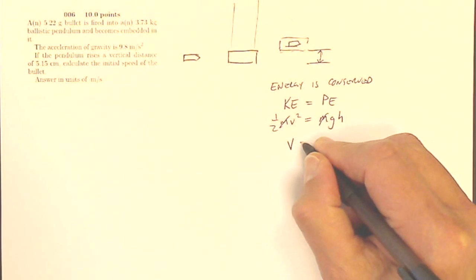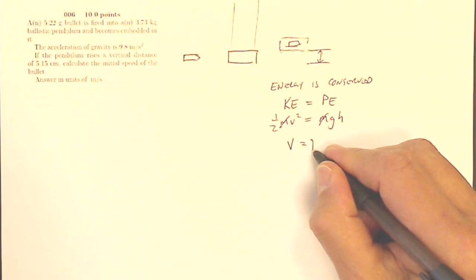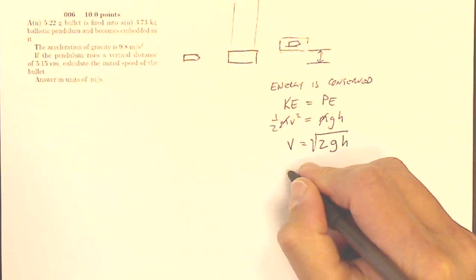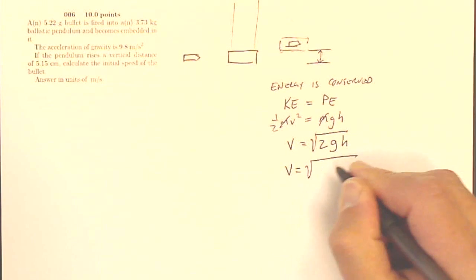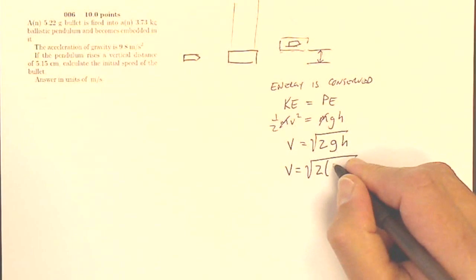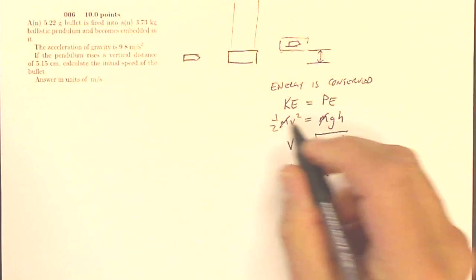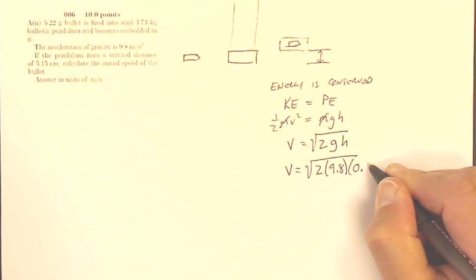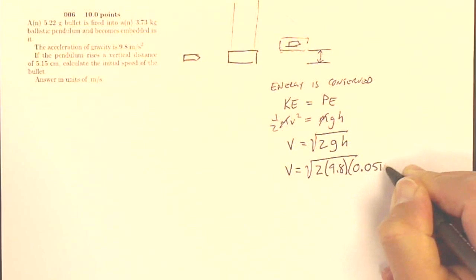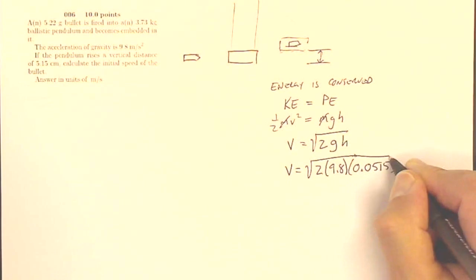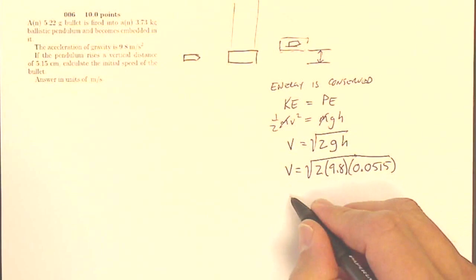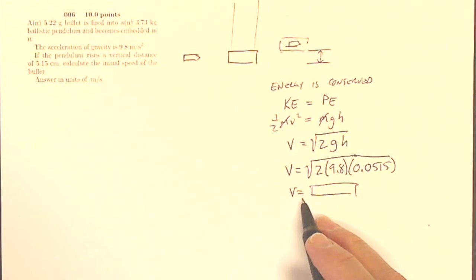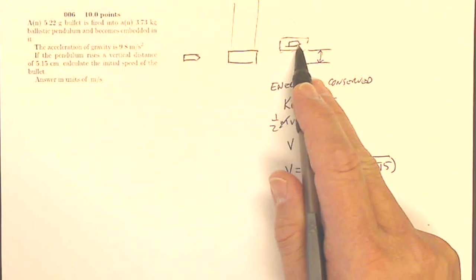So my KE is going to be 1/2 mv squared equals my PE up top, which is mgh. Well, my mass cancels out in this part of it, so the velocity of the block and bullet is going to be the square root of twice the acceleration of gravity times the height. So my velocity is going to be the square root of twice 9.8, and the height they give me is 5.15 centimeters, and I know that that's 0.0515, so that you convert properly into meters. That'll give me the velocity of the bullet after it has been embedded in the block. That's the velocity of the bullet and block.